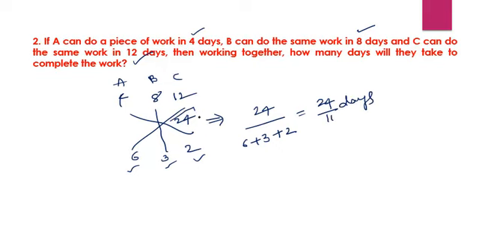So 24 units are to be completed in total. A can complete 6 units in 1 day, B can complete 3 units in 1 day and C can complete 2 units in 1 day. So working together they can complete the work in 24 by 11 days.